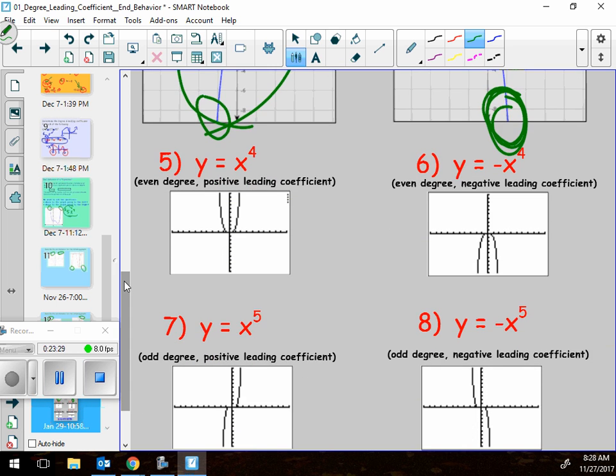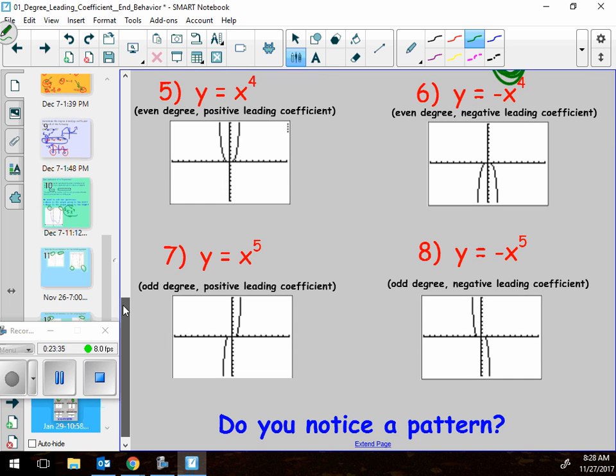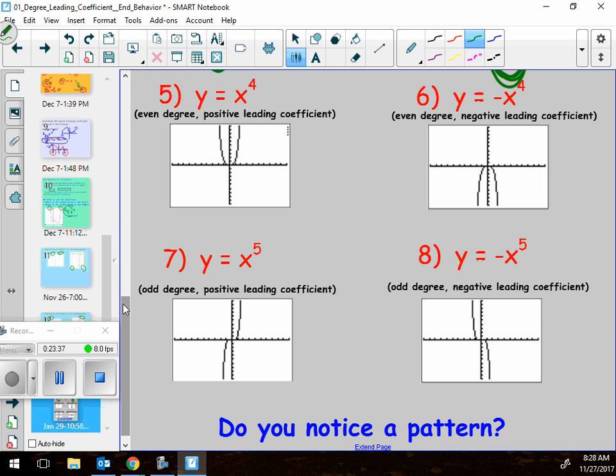Last set I'm going to go through anyway. This is important to know. The odd and even ones all kind of look alike. If you have an even one, doesn't that kind of look like x squared? X to the fourth looks just like x squared. X to the sixth looks just like x squared. They just get tighter and tighter. They make their turn really sharp. If it's x to the sixth or x to the eighth or x to the 10th.